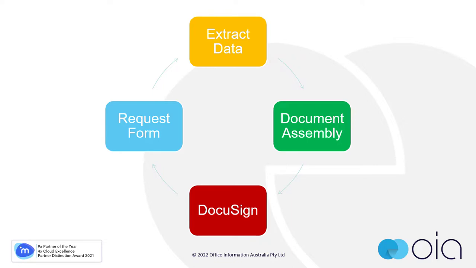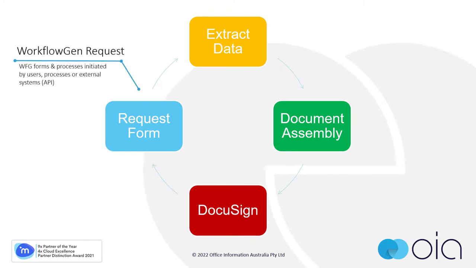So the first thing we're going to do is the request form. So this is where WorkflowGen comes in. A workflow request is started, the process is initiated, and this can be initiated either by a manual user, a back-end process, or an external system can kick off a workflow via the WorkflowGen API. The next thing we do is we go to an external data source, be it a web service or a database, and we gather further information based on what we've collected from the end user.